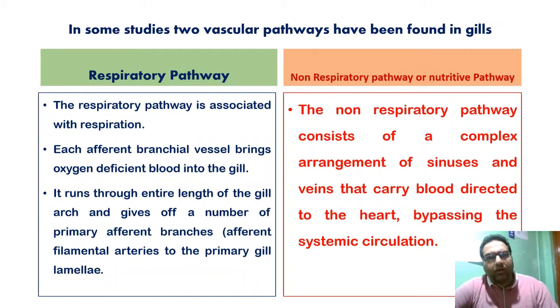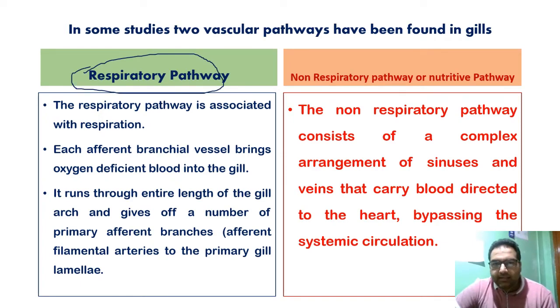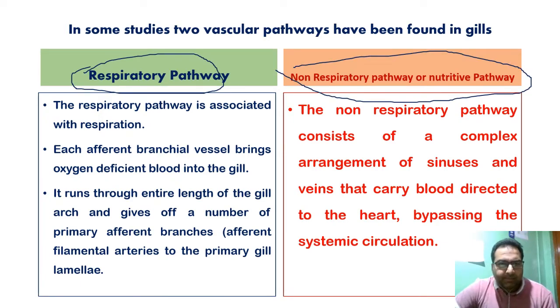First of all, we should have an idea of what vascular pathways are found in the gills of teleosts. There are two vascular pathways: one is the respiratory pathway, and the other is the non-respiratory pathway. The respiratory pathway is associated with respiration, whereas, you have to keep in mind, the non-respiratory pathway is associated with nutrition and the circulation of the hormones. We shall be discussing this with the help of the diagram.